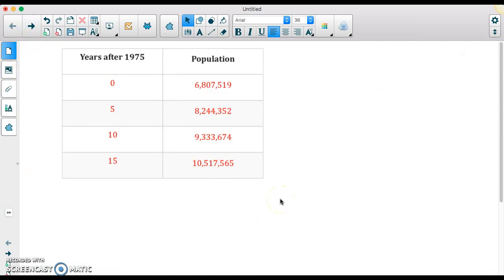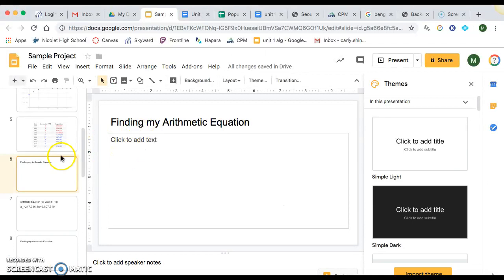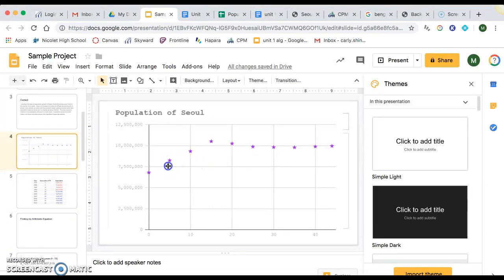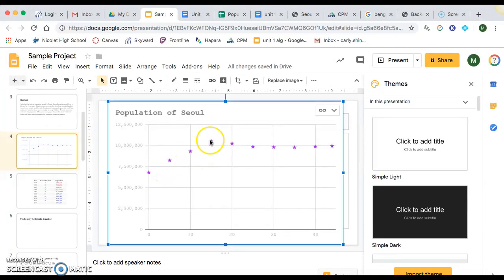So here's the data I'm going to use for my arithmetic equation. It's the first couple data points from my graph because you can tell that this is really nicely linear. My first 4 data points are like perfectly linear. So for these data points, I'm going to do arithmetic, and then for these data points, I'm going to do geometric because this looks like exponential decay to me.